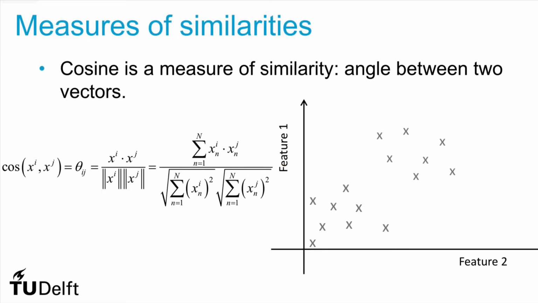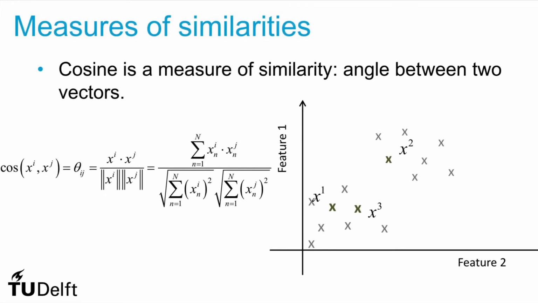So we need to define measures of dissimilarity or similarity. One of the options is to use what is called the cosine. It's a measure that considers the angle between two vectors. So probably this formula is familiar to you from linear algebra. Consider in the plot three different points. This is just for explanation purposes.